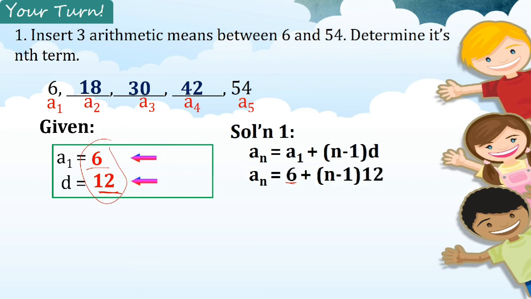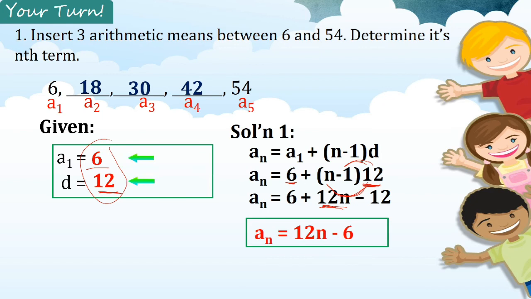First term is 6, and then common difference is 12. And then distribute natin si 12. 12 times n is 12n, times positive yan siya, also positive 12n. 12 times negative 1 is negative 12. Then, combine like terms. That's 12n, 6 minus 12 is negative 6. Therefore, yung nth term natin or the formula is we have a sub n equals 12n minus 6.